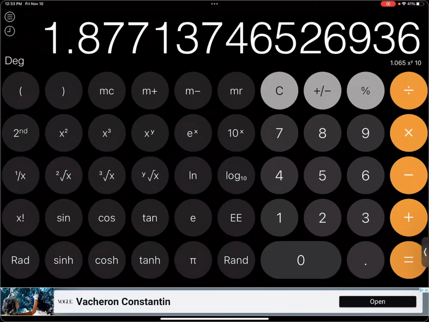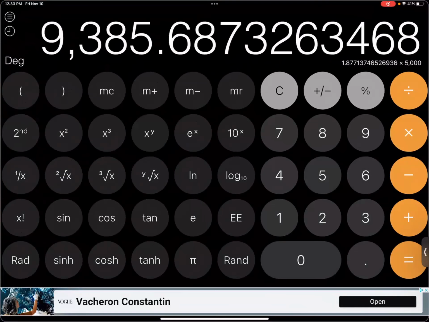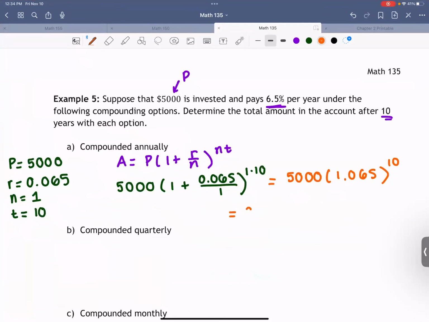Okay, now I'm going to skip steps here. I'm going to just multiply by 5,000 now, because that would be the next thing to do, times 5,000, and it gives us 9,385.69. And we don't have to do anything with this number because this isn't an interest payment. This is the amount left in our bank account. So this is literally the final answer.